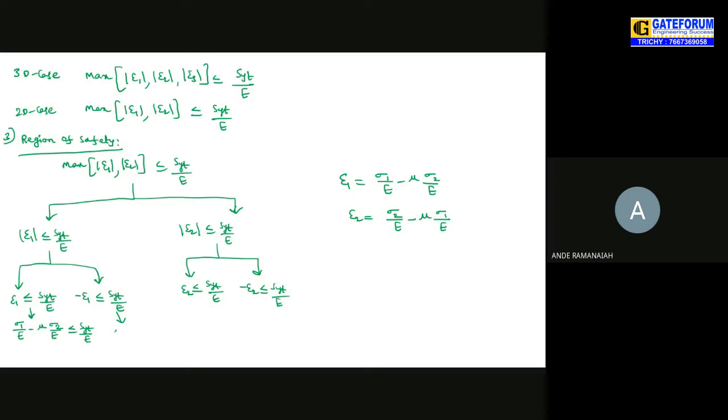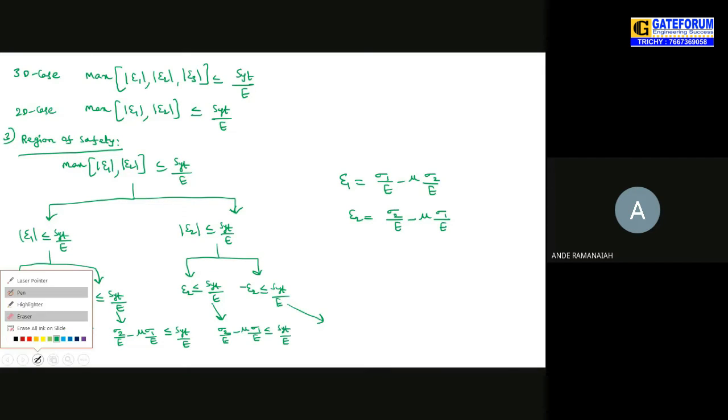And next one, this one will be sigma 2 by E minus mu into sigma 1 by E should be less than or equal to SYT by E. And similarly, sigma 2 by E minus mu into sigma 1 by E should be less than or equal to SYT by E. Sorry, this is epsilon 1 only, right? It is just minus. So this is sigma 2 only, but only the minus sign will come here.